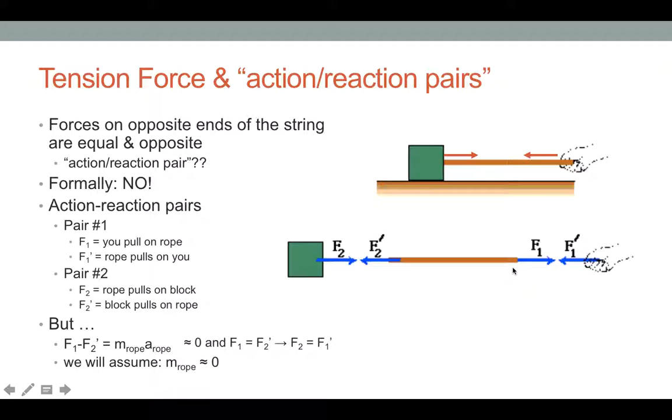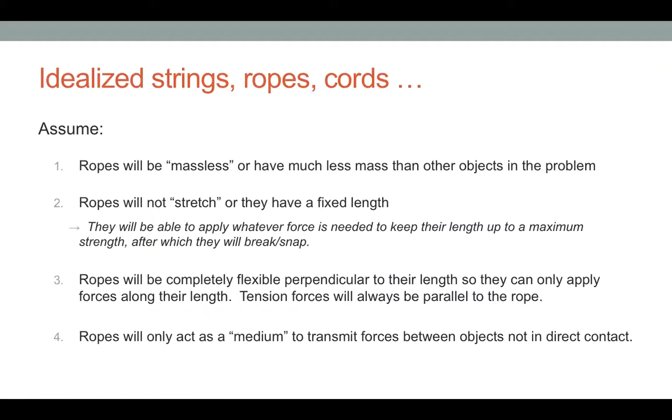Note we can also do this reasoning all along the length of the rope and say that the tension will be equal all throughout the length. So to say this is an action-reaction pair is a little bit of a simplification. They technically aren't. We'll treat them as such because we're going to assume that the rope right here is essentially massless. This then leads us to the assumptions we're going to make about strings, ropes, cords, and whatnot.